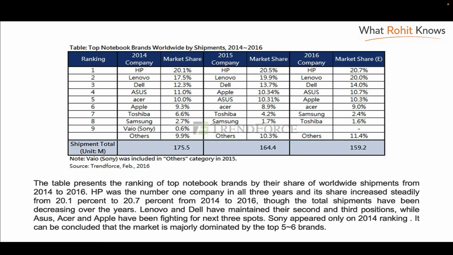The title tells you that these are the top notebook brands worldwide by shipments from 2014 to 2016. And then there is a consolidated cell at the bottom, the last row, which tells us the total shipments in that year. And the unit is M. So M most likely stands for million. So in 2014, the total shipments were 175.5 million. In 2015, 164.4. And in 2016, 159.2. All right. So that's all the key information that you have here.